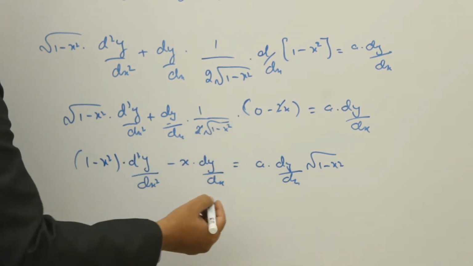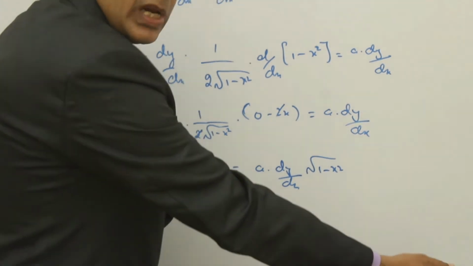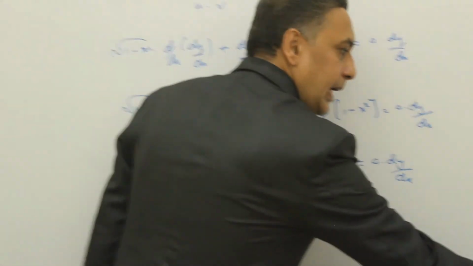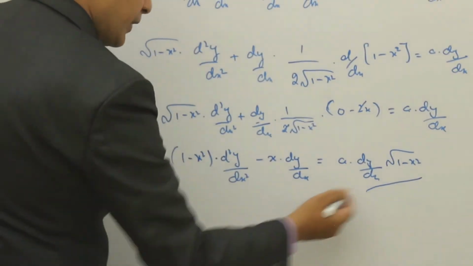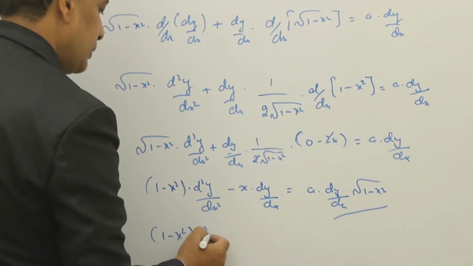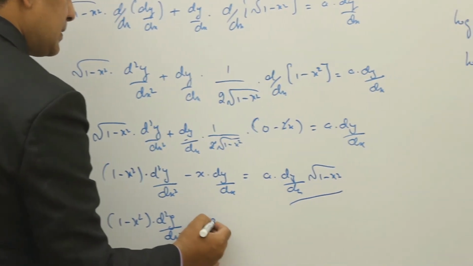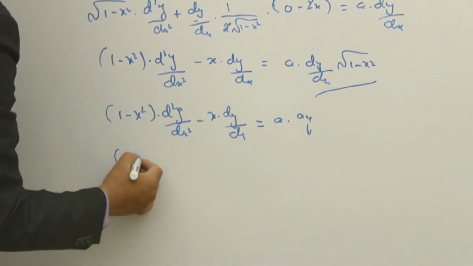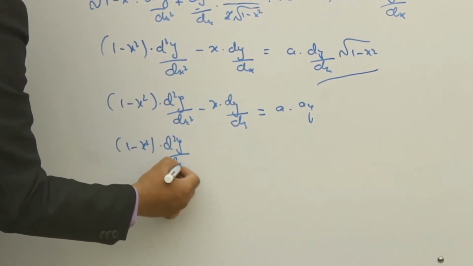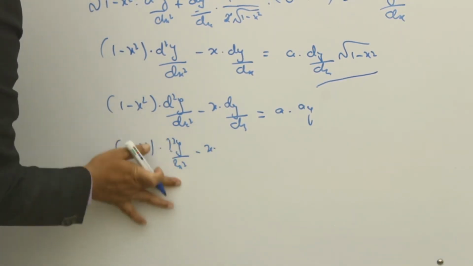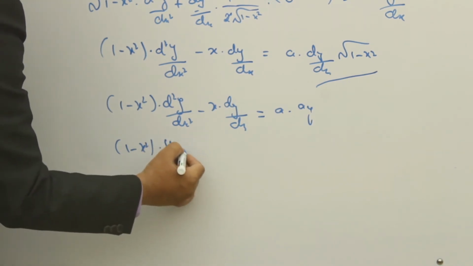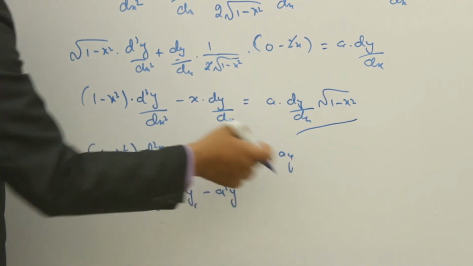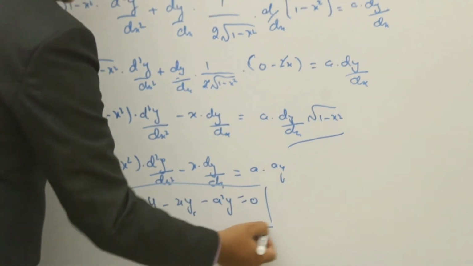So now if you see equation 1, equation 1 is nothing but root over 1 minus x square into dy by dx, that is this part is nothing but a into y. So I substitute for this, and you will be getting 1 minus x square into d square y divided by dx square minus x into dy by dx is equal to a into ay. Transposing this side, you will be getting 1 minus x square into d square y divided by dx square minus x into, this I can rewrite directly as y2 itself because the question has y2, minus x into y1 minus a square y, because when this comes to this side it will become minus a into a, which is a square into y. So this is equal to 0. Thus we prove the equation.